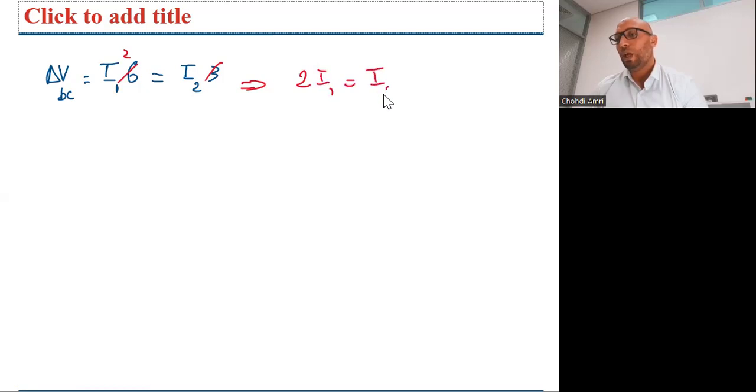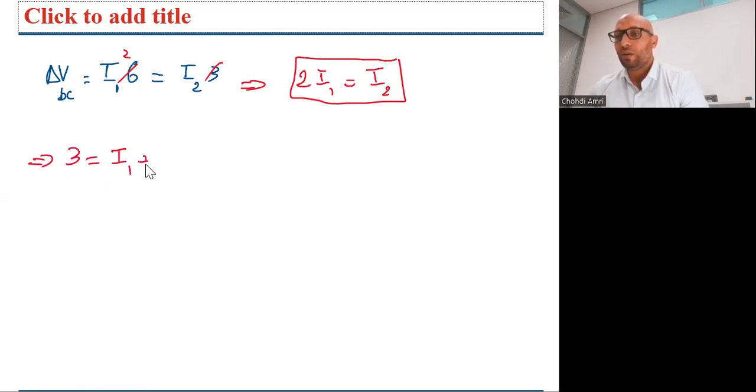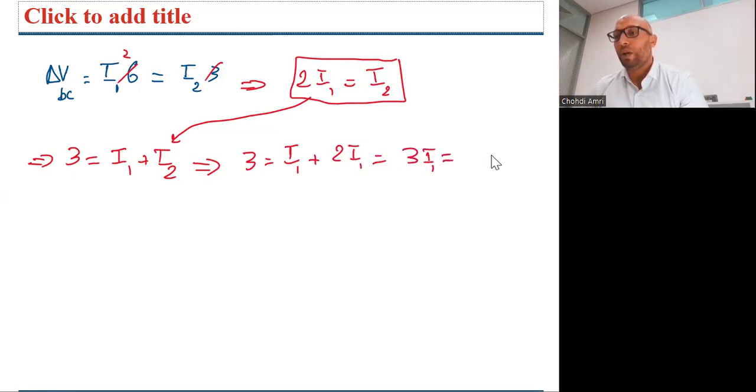equal I2. However, don't forget that we have a junction, so we're going to get 3, the total current, equal I1 plus I2. If we substitute here I2 by 2I1, we're going to get 3 equal I1 plus 2I1. So it would be 3I1 equal 3. So in this case, we can conclude that I1 equal 1 ampere.